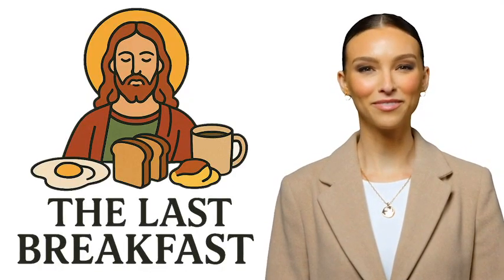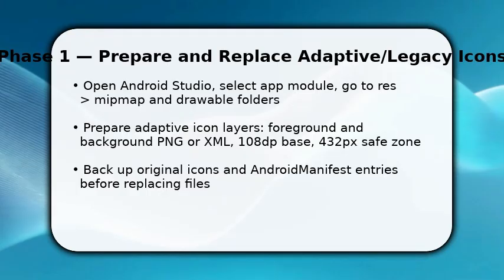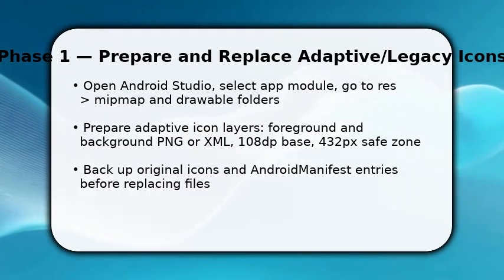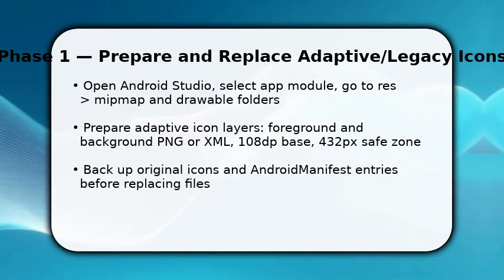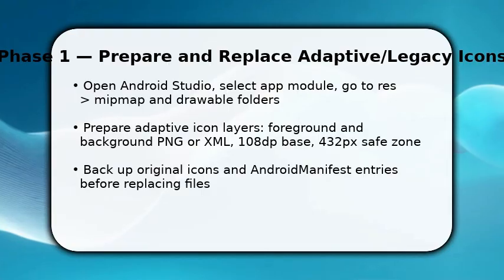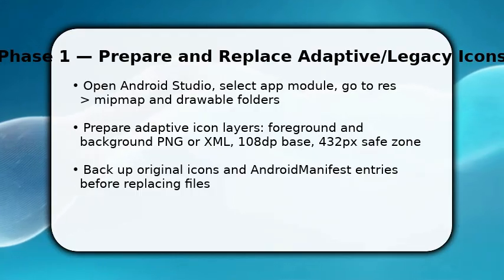You start by preparing icon assets and backing up originals. Open Android Studio and locate res/mipmap*/ and res/drawable*/. Export a foreground PNG and background PNG or XML shape. Adaptive icons need separate layers so the system masks correctly. Make sure sizes include 48, 72, 96, 144, 192 DPI equivalents, or supply 432px safe artwork.